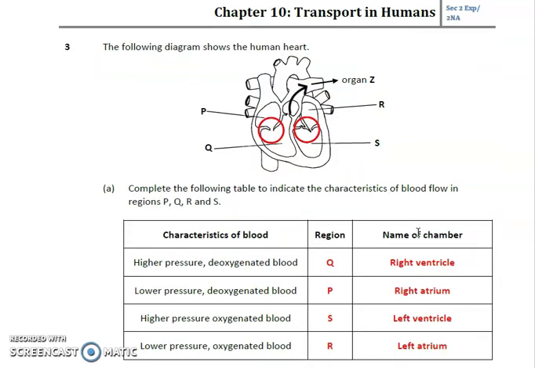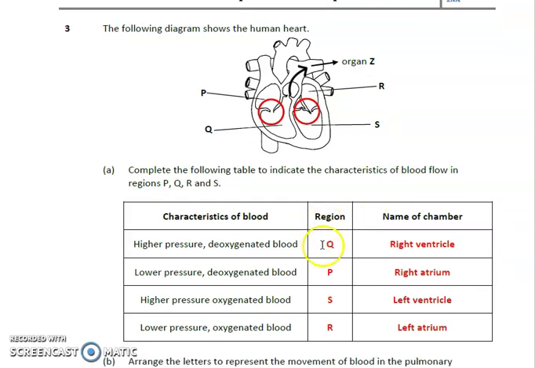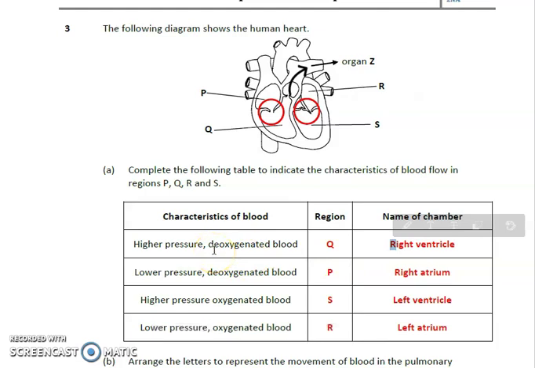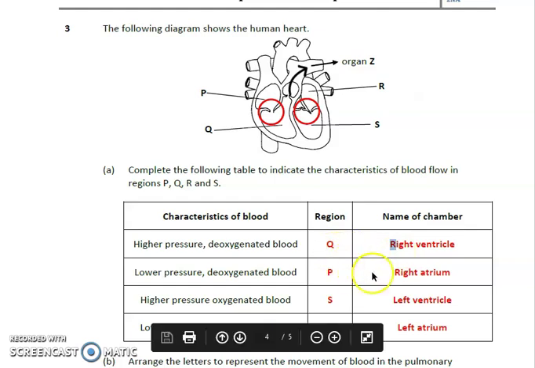Okay, let's continue. Question 3. You are supposed to complete the table to show the characteristic of blood flow in the region P, Q, R, and S. In this case over here, for deoxygenated blood, it will be the right side. Remember I say R over here, you flip it, it looks a little bit like D. So I hope that helps you to remember. So this is actually the right ventricle, Q, right atrium, P.